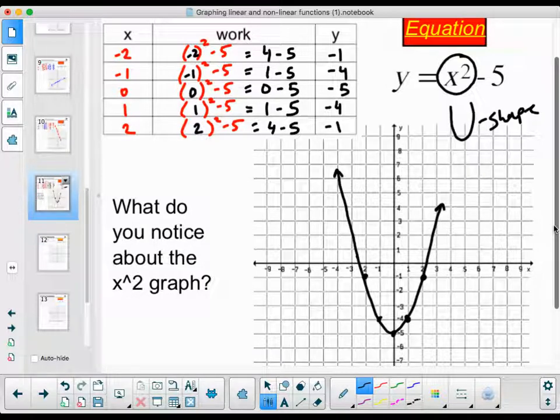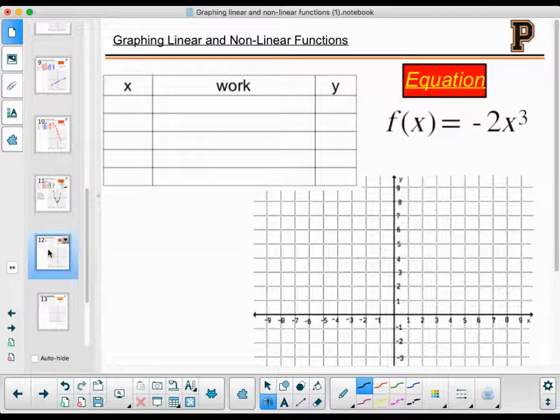All right. But the process did not really change all that much. I still picked out the same inputs to plug in. It just was a little bit different finding the outputs. Okay.